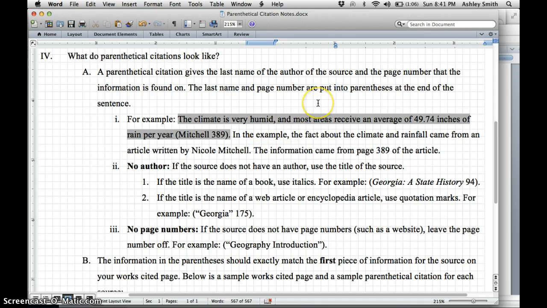In the example, the fact about the climate and rainfall came from an article written by someone named Nicole Mitchell. The information about the climate and the rainfall was on page 389 of the article. Therefore, after I put the information in my paper, I tell the author's last name and the page number that the information came from. And I put that information in parentheses before the period.